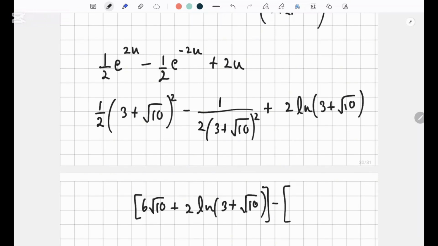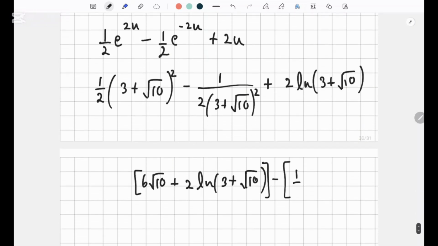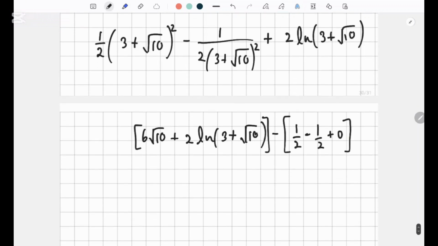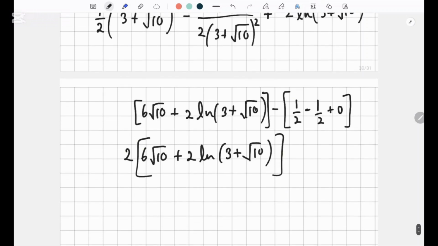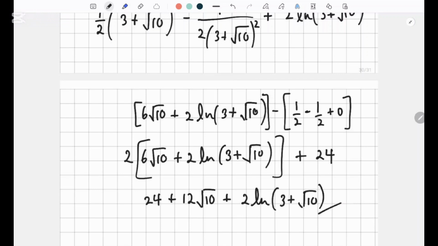Then you subtract this with 0, right? So half e to the power 0, that's half, minus half plus 0, right? So that's just 0. So you add this. First you multiply this by 2, because we had 2 outside, remember? And then you add it with 24. So it's going to be 24 plus 12 root 10 plus 2 ln 3 plus root 10. That is your final answer.